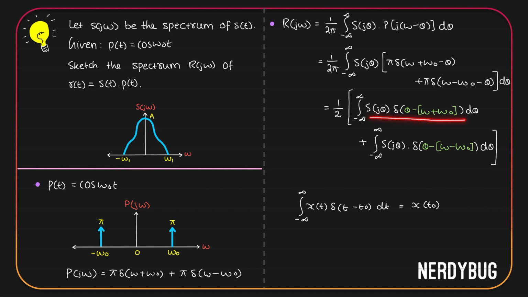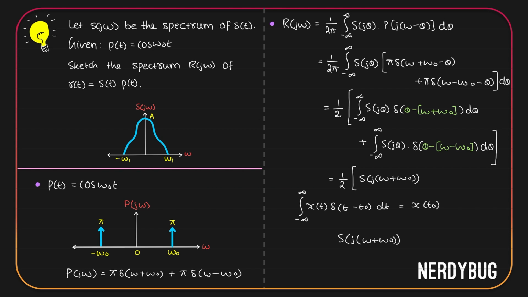This is the same thing happening here. Instead of x of t, we have S of j theta. Instead of t here, we have theta. Instead of t naught, we have omega plus omega naught. So instead of x of t naught, the output will be S of j into omega plus omega naught. Omega plus omega naught will be our t naught. So this becomes half. First integration becomes S of j into omega plus omega naught.